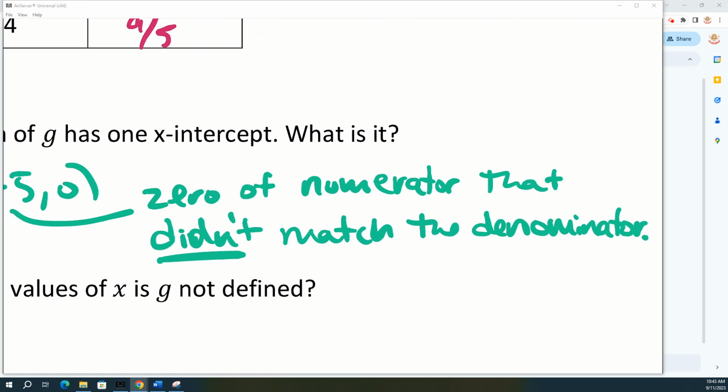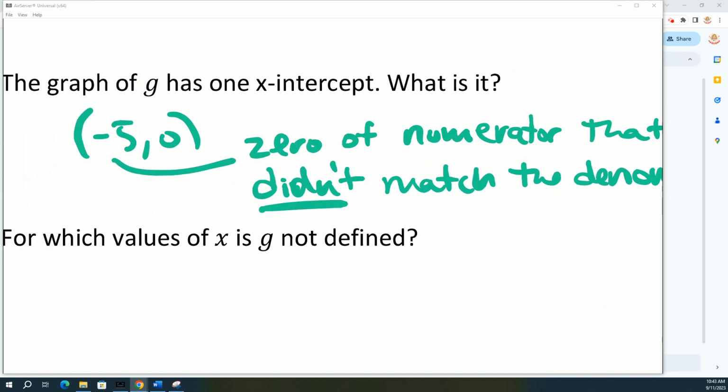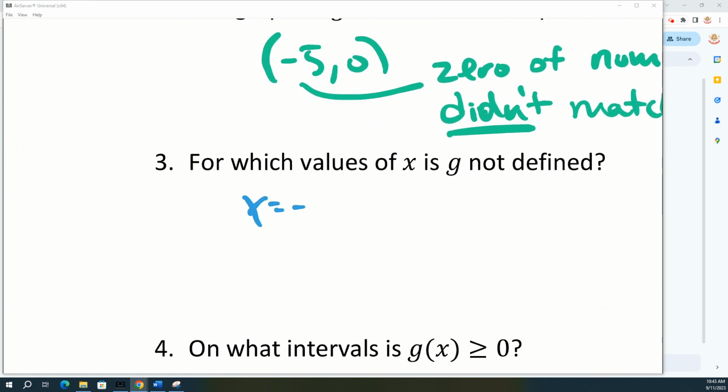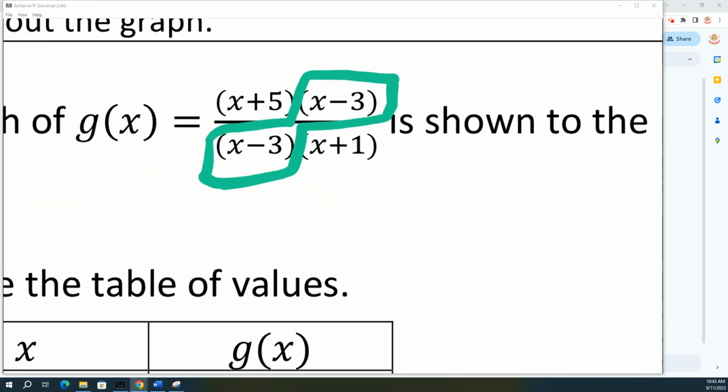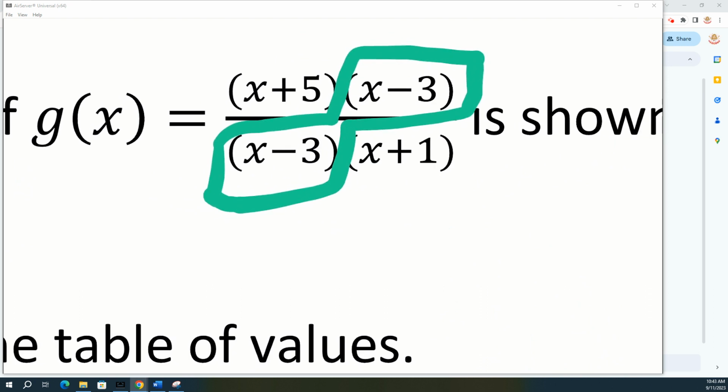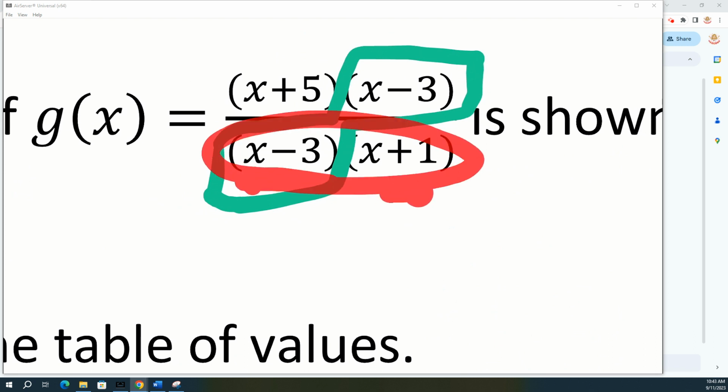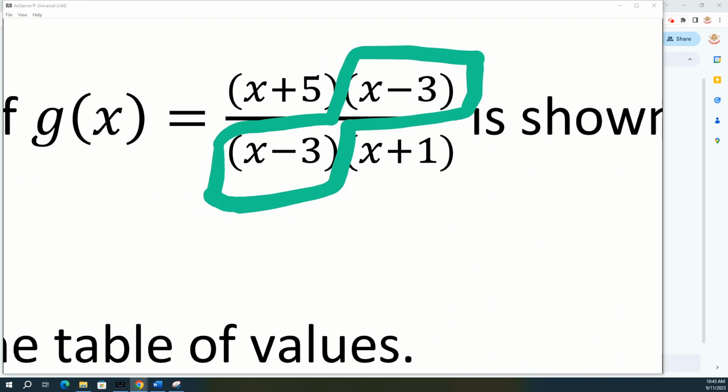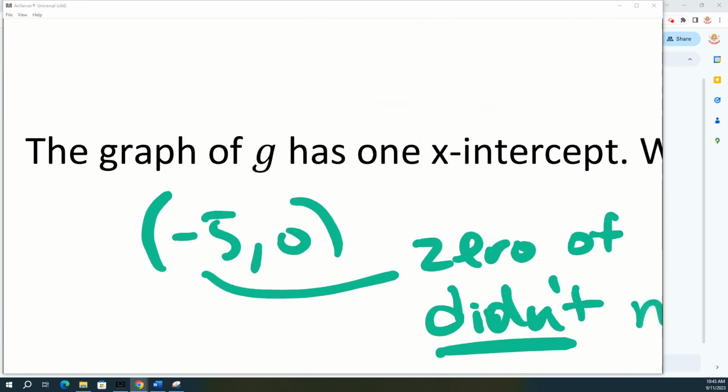All right, so at what two x values is g not defined? Good. So let's look at the factors here. What do those zeros match up with? Denominator. Now, does that make sense that that would be undefined? I hope so. Because if either one of these were 0, your denominator would be 0. You can't divide by 0. So that's why the function is undefined there.